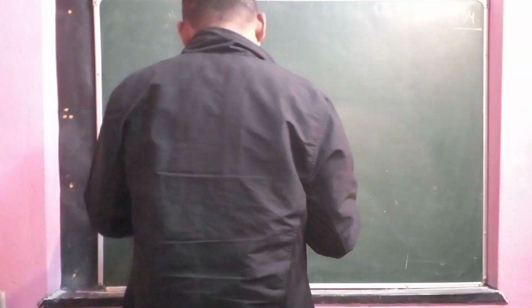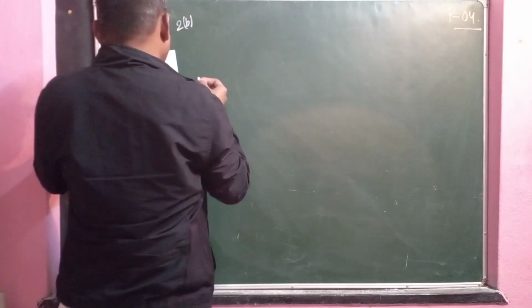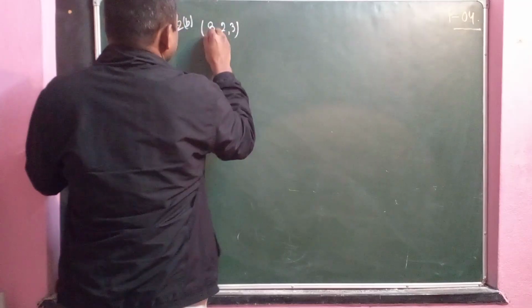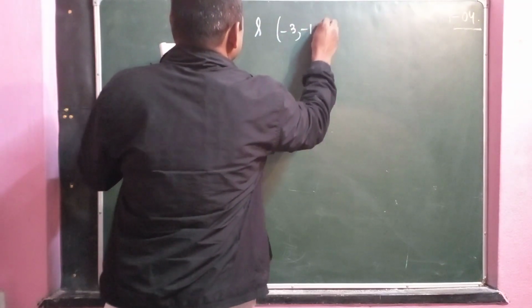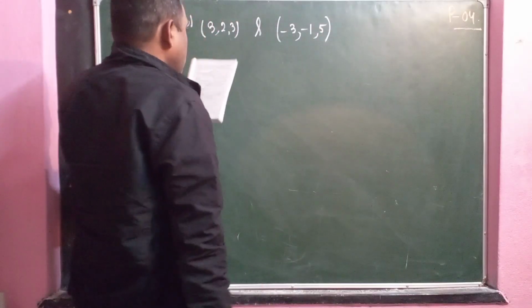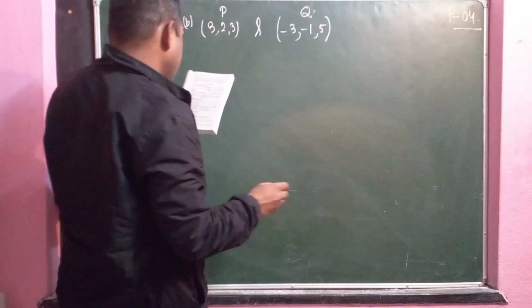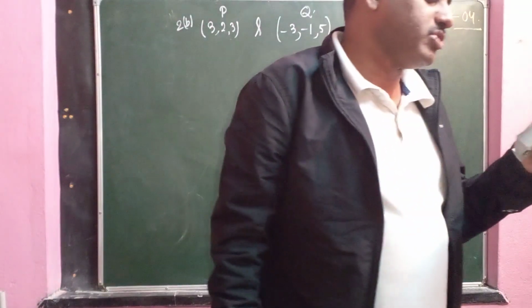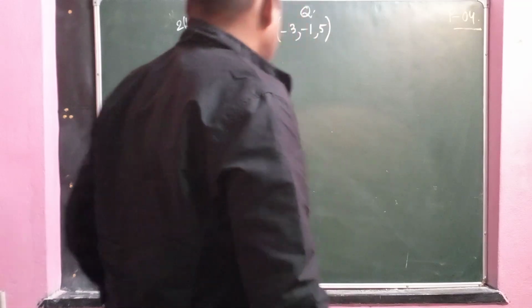Okay, now next one, B. It is given as 3, 2, 3 and minus 3, minus 1. Find a straight line passing through these 2 points. Suppose this is P and this is Q. What will be the straight line equation? And you have to calculate the angle made by this straight line with the z-axis.